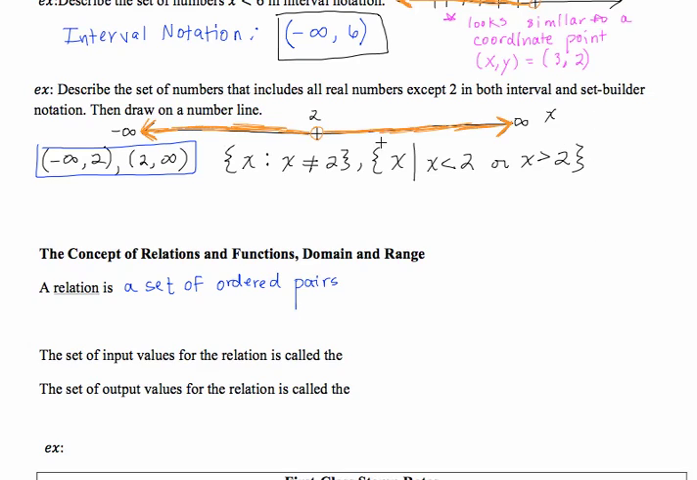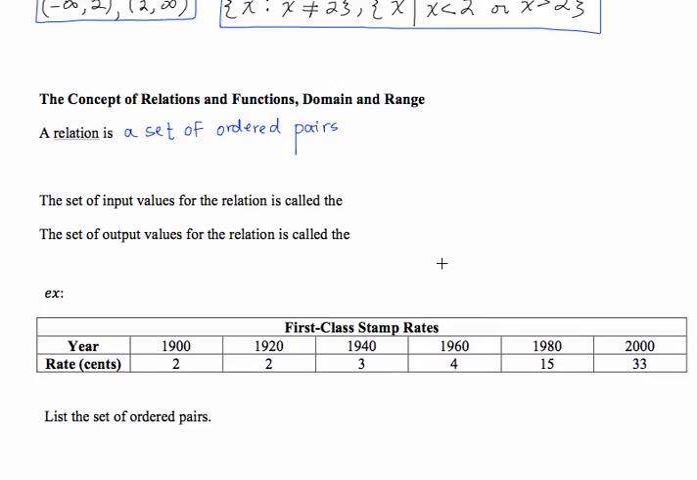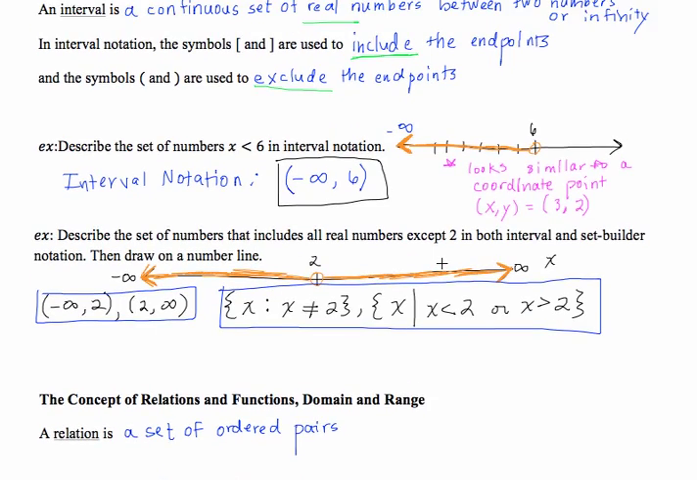So there it is in both interval and set builder notation. And we have it on a number line. Okay. Next, let's look at relations and functions. So that's it for sets right there.